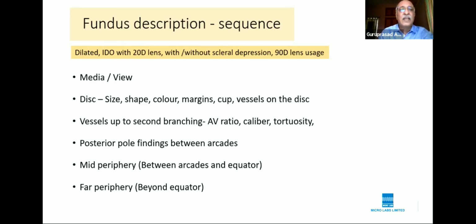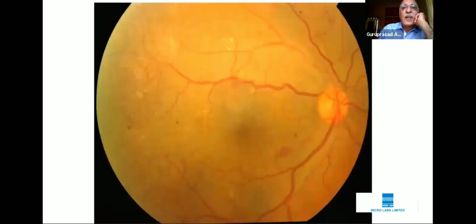Then you go to the mid periphery, that is the space between the arcades and the equator. And then the far periphery, if it is relevant for that particular case. For example, in a case of retinal detachment, you have to examine the far periphery, that too with indentation, and that is the zone beyond the equator. So I think this is the sequence that you have to follow for examination of the fundus.